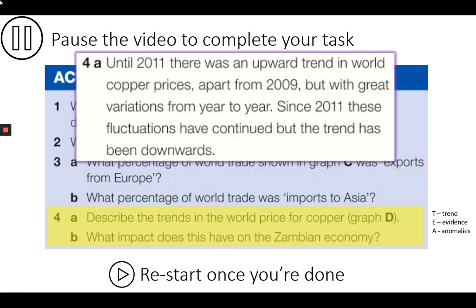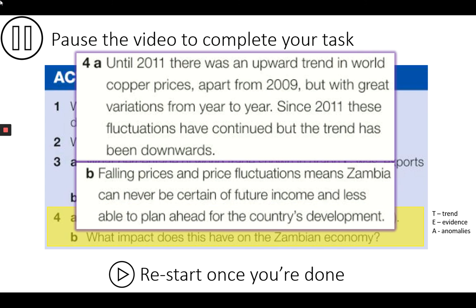For activity 4A, this is a typical model answer that would collect full marks. You won't have an identical response, but hopefully you've described similar trends and identified anomalies such as the 2009 decrease. Activity 4B expects you to be aware of how the fluctuating copper prices makes it very, very difficult for the country to plan for the future. How did you get on? I hope that was okay.